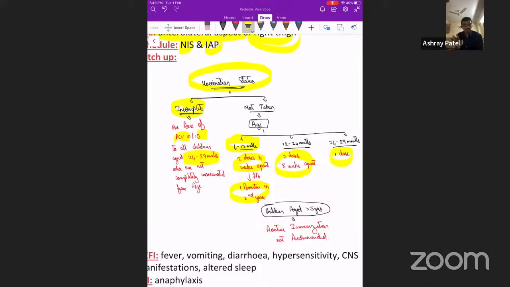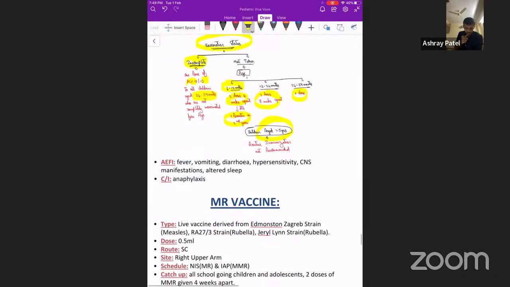Simple. 6 to 12 months, two doses, followed by a booster. 12 to 24 months is two doses and no booster. And 2 to 5 years is just one single dose. And for children more than 5 years, unless they are immunocompromised, there is no routine recommendation. Adverse effects are the usual adverse effects, and the contraindication is anaphylaxis.